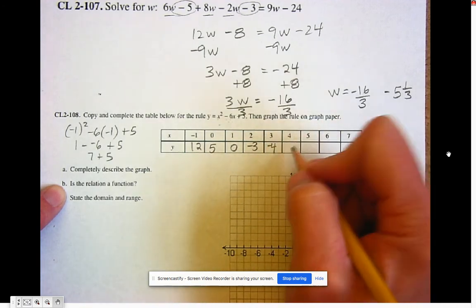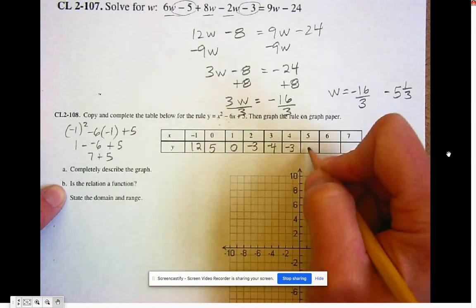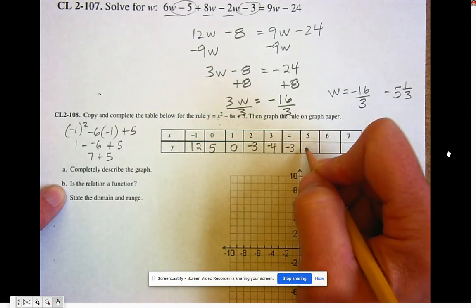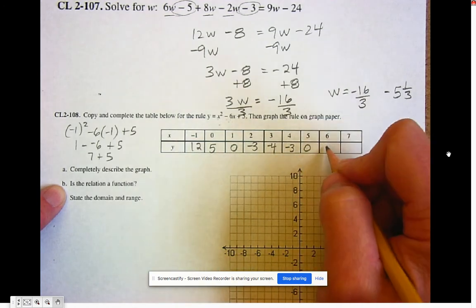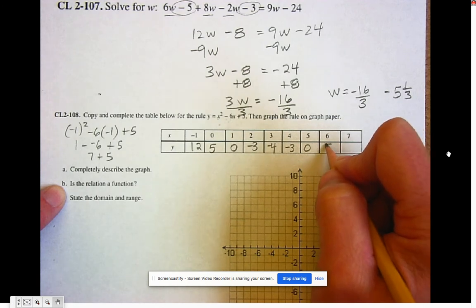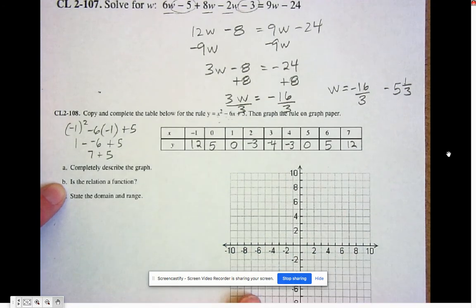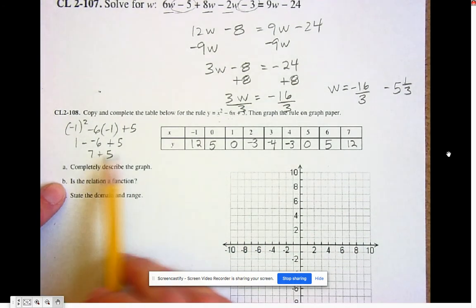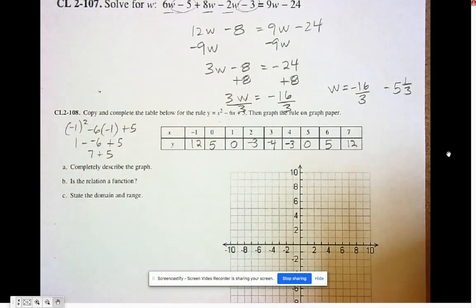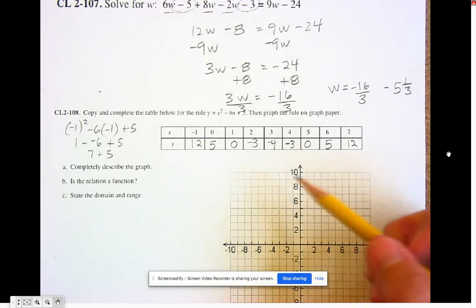Then I'm going to get negative 3 when I put 4 in, 0 when I put 5 in, 5 when I put 6 in, and then 12 when I put 7 in. Okay, and that was just, I only worked one out totally. So then I'm going to go ahead and graph those.